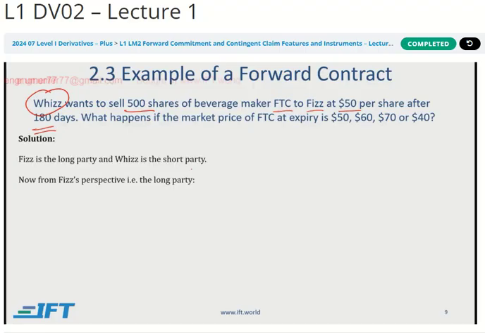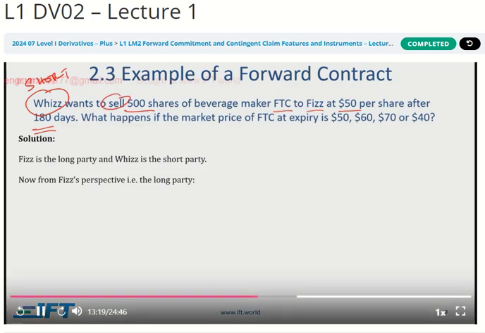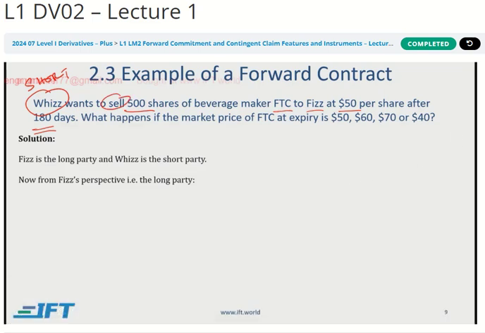Fizz is the long party, right? And Viz is the short party, because as we can see over here, Viz wants to sell, hence they are the short party. And who is buying? Fizz is buying, so they are long because they are buying, right? So Fizz is the long party and Viz is the short party. Now we're going to look at things from Fizz's perspective, that is the long party.